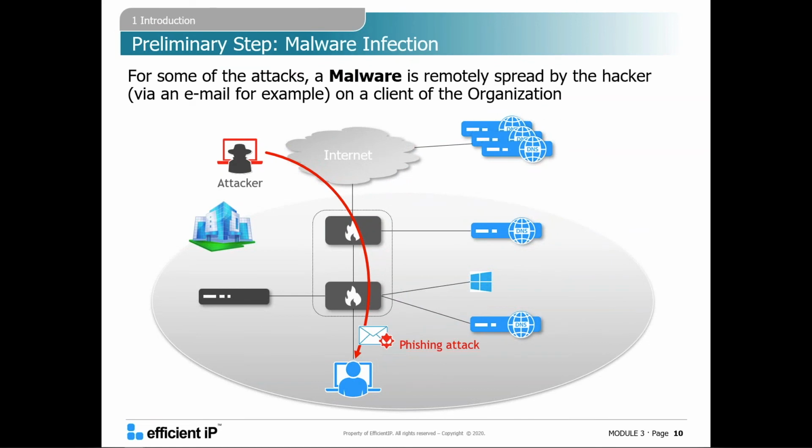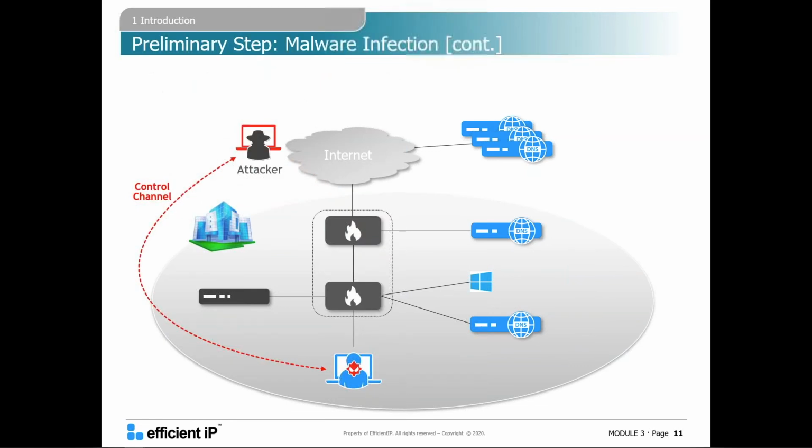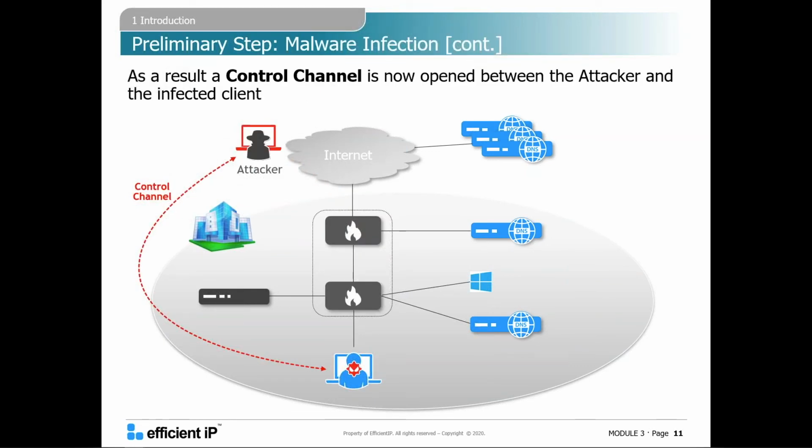So what happens if there is an attacker? For some attacks, the malware is spread by a hacker sending an email, for example, and the user clicks on the link. Once the link is executed, the attacker is able to create a control channel between itself and the laptop or the PC, and then it can perform whatever it wants. So basically this is how a typical phishing attack takes place.